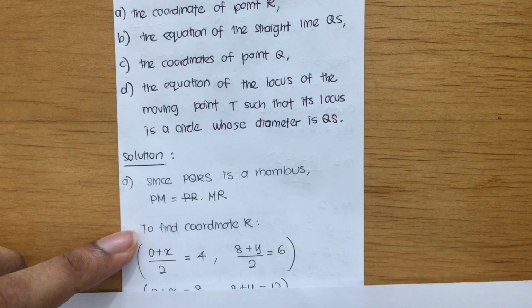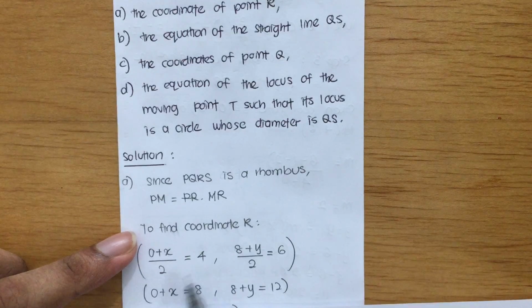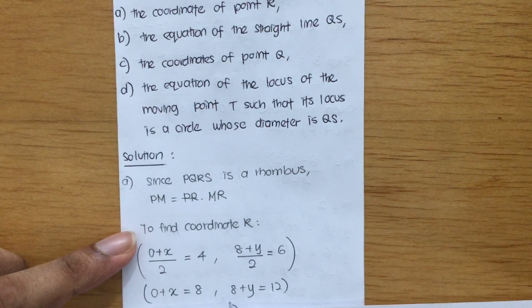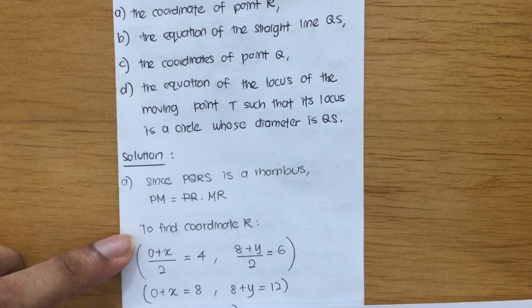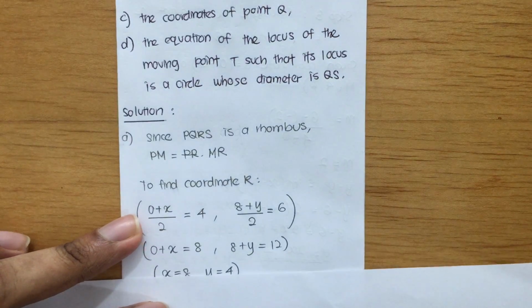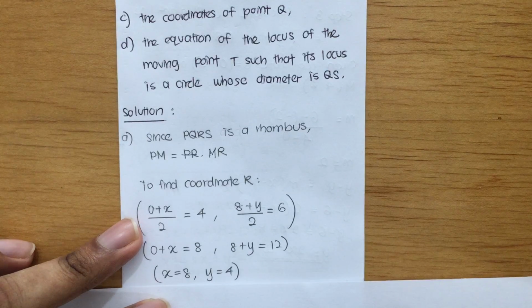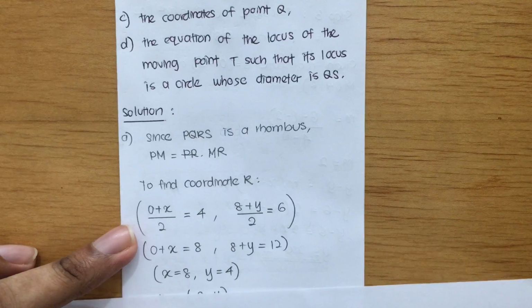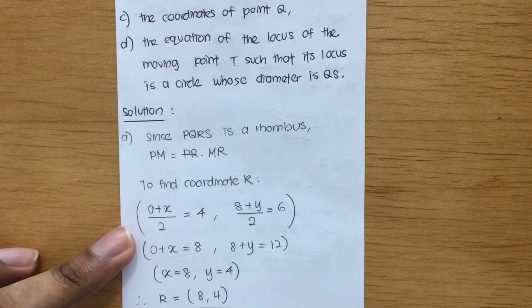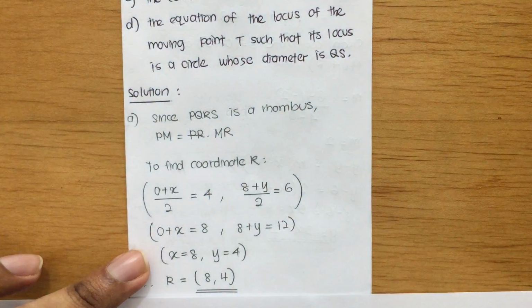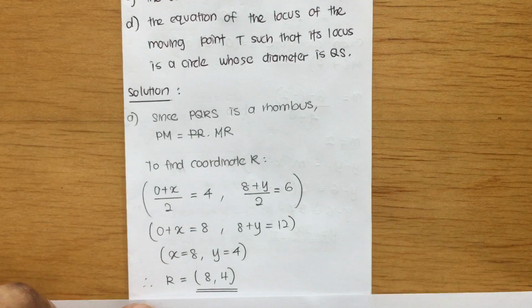And then you proceed. 4 times 2 you get 8, 6 times 2 we get 12. So 0 plus x equals 8, and then 8 plus y equals 12. From here you get x equals 8 and y equals 4. Therefore your coordinate R is equal to (8, 4). So this is your answer, guys, for part A. Okay, that is all for the solution for part A.